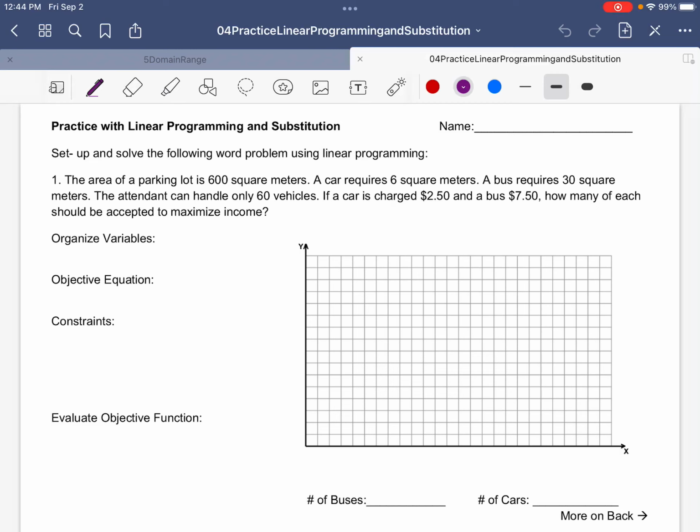All right, I wanted to just help you guys get started with this practice sheet. We've done a few things now. Let's just stop, make sure that you can still do them. So linear programming, just gonna kind of help you get this parking lot problem set up.